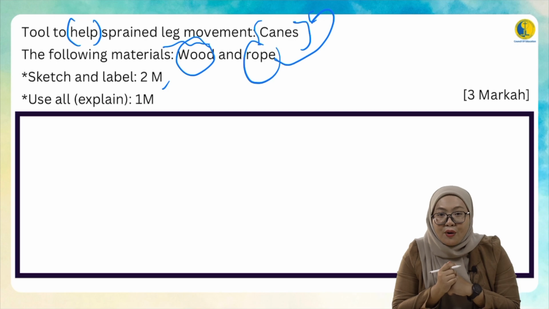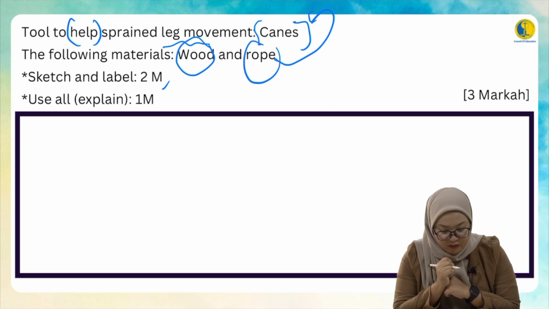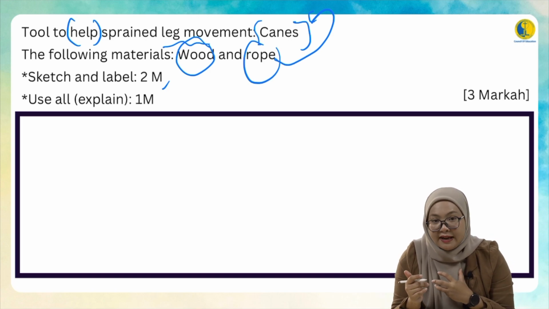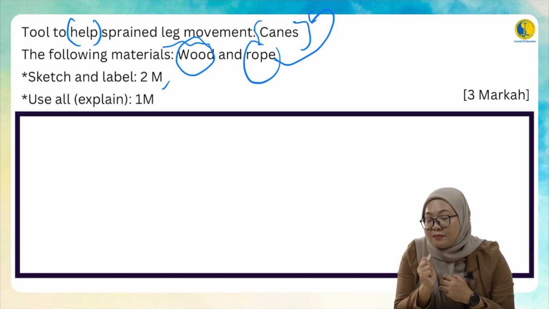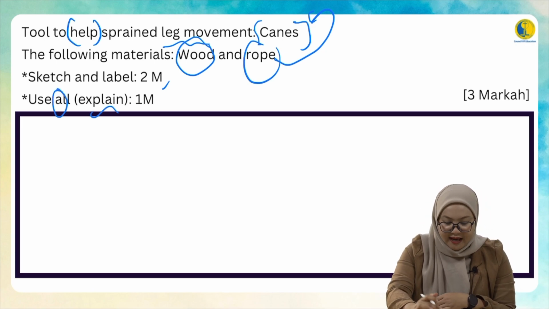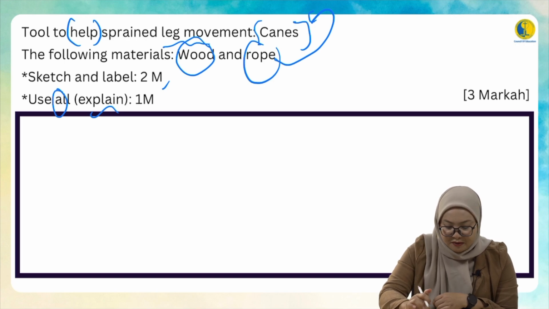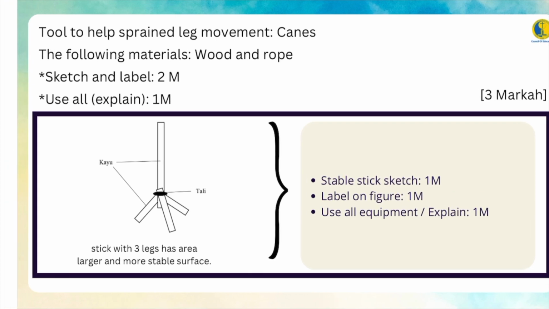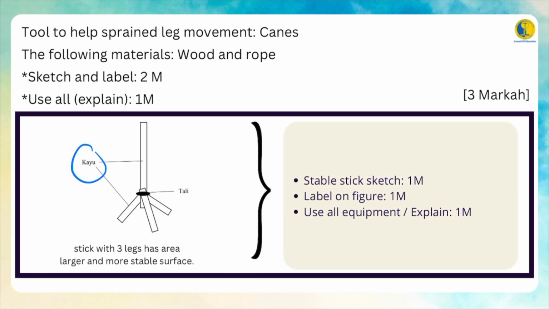But now, you are only given 2 materials. So, just label 2 materials. Don't use other materials. You have to use all the provided materials. Use all and explain why. Okay, so this is where a drawing will be. You draw a cane that comprises a stick. This is a stick. See, I got a label over here, and this is where your rope comes from, from the question just now. So you use both of the materials already. So you get 1 mark.